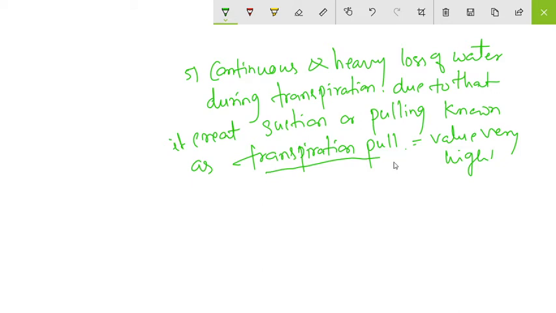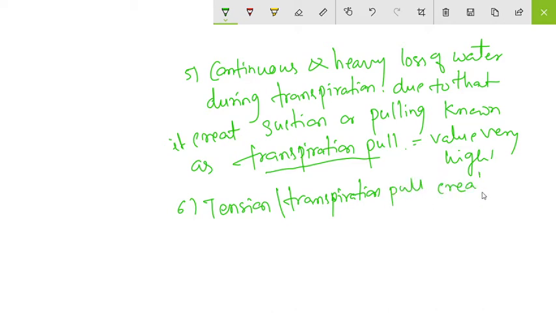So it was observed that the transpiration pull, or the tension created in the leaf due to the transpiration, is transmitted through the continuous water column from the leaf up to the root tip, continuously through the water column up to the root.